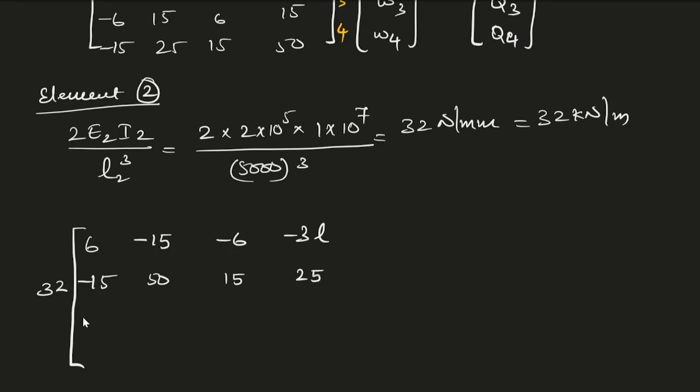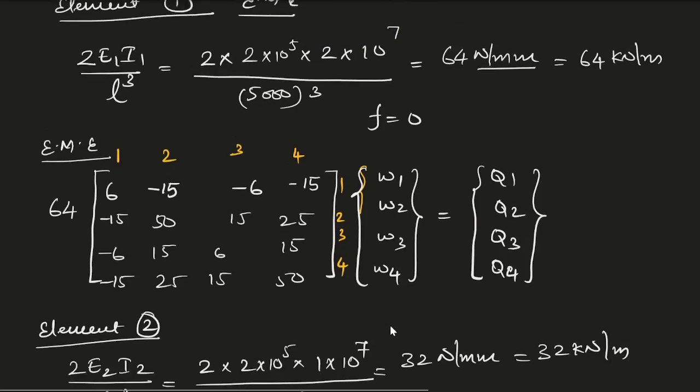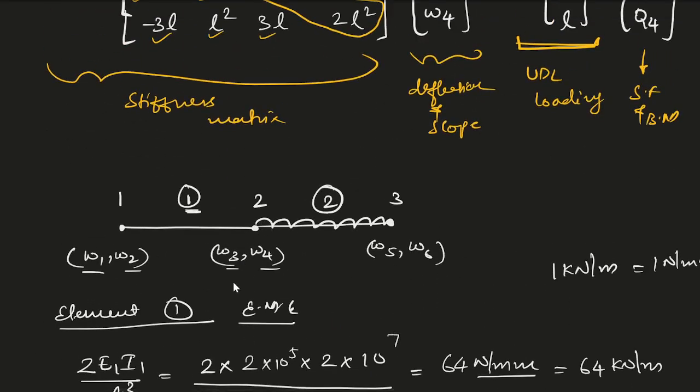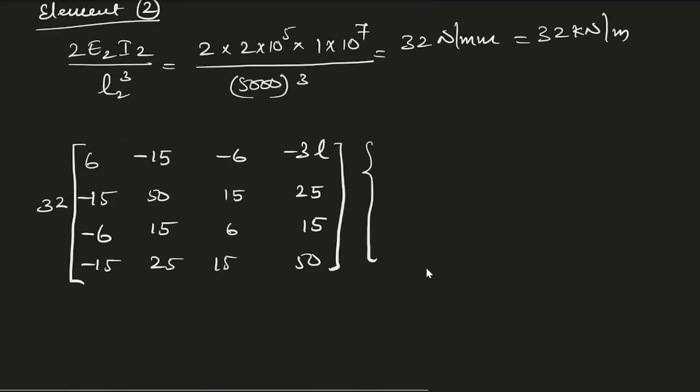So again, it's a replica of the symmetric part: minus 6, 15, then here we have 6, then 15, then minus 15, 25, 15 and 50. So this is the stiffness matrix for the second element. Now we have to multiply this with the second element numbering. The second element is lying between 3, 4, 5, 6, so we have to multiply with those deflection and slope: W3, W4, W5 and W6.